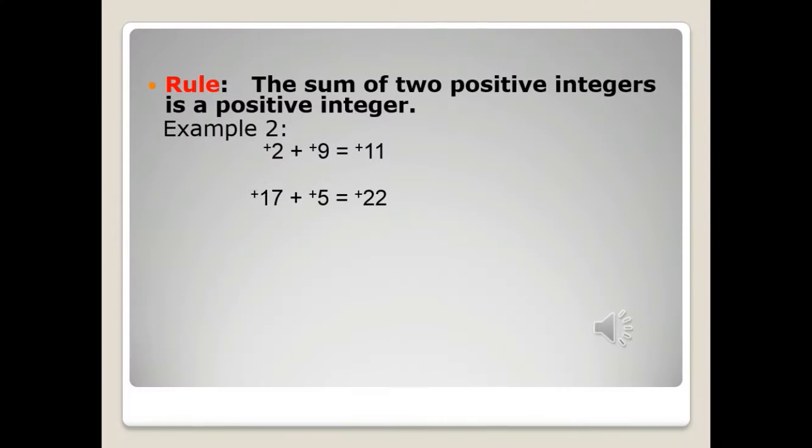Since we already know what an integer is, we can now proceed to our main topic, which is adding integers. In adding integers, there are two rules. First, the sum of two positive integers is always a positive integer. Example: positive 2 plus positive 9 is equal to positive 11. Positive 17 plus positive 5 is equal to positive 22.